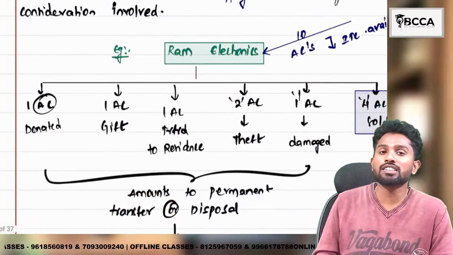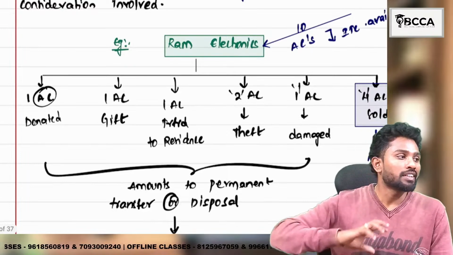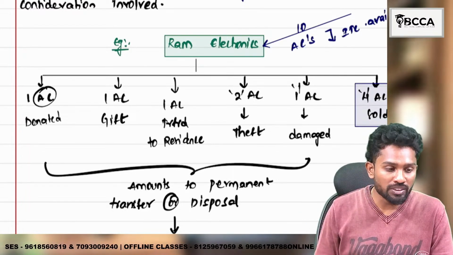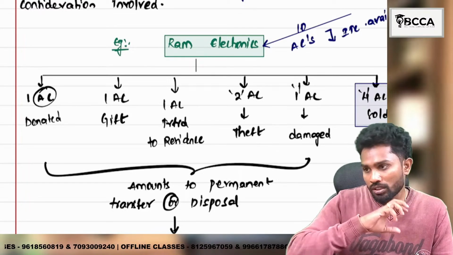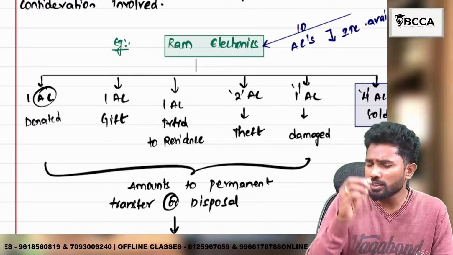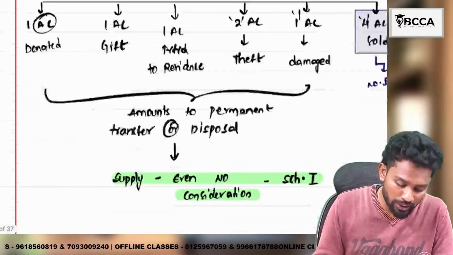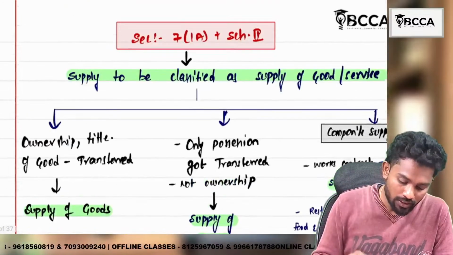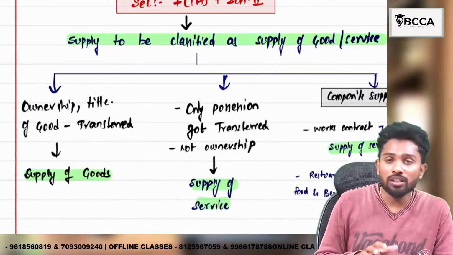Then permanent transfer or disposal of business assets. When there is permanent transfer or disposal of business assets, and if ITC is claimed, then it again amounts to supply. Next, 7.1a and Schedule 2. So what?